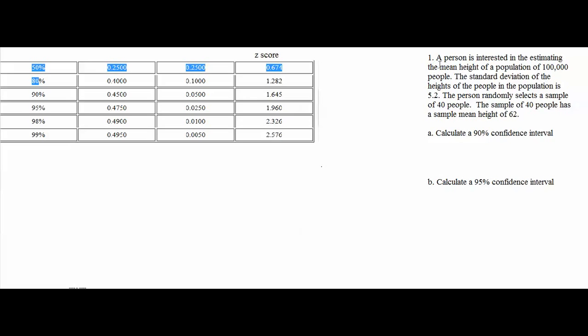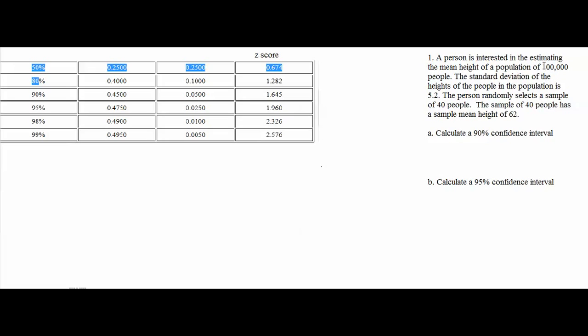So here it says that a person is interested in estimating the mean height of a population of 100,000 people. So maybe this is the city of 100,000 people that we were talking about on the last slide. The person is interested in what the mean height of the entire population equals. The person wants to know what number he or she would get if he or she was able to add the heights of all 100,000 people and divide the total by 100,000.